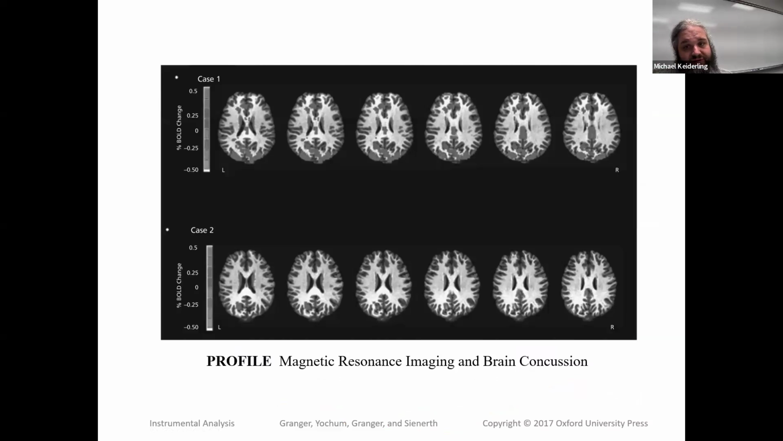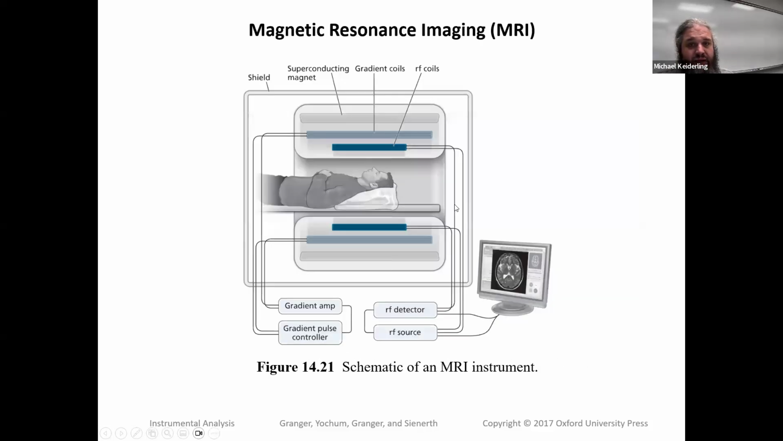So here's an image of a brain with MRI, and you can see a concussion in it. Apparently, I'm no good at reading MRIs, but magnetic resonance imaging, we were talking about that 2D stuff.